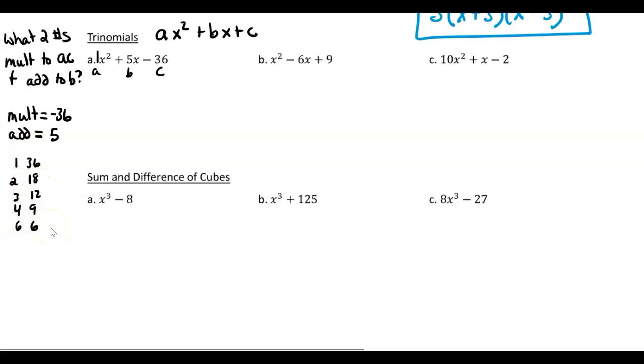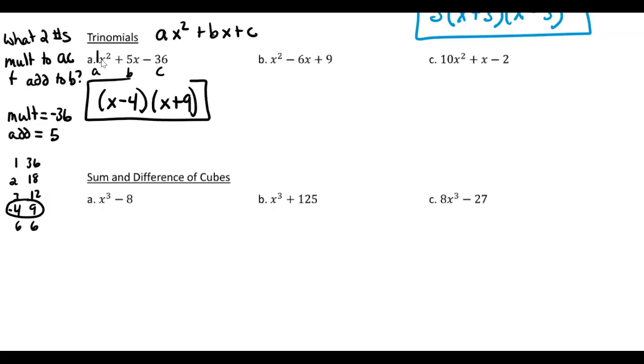So I know it's going to be something with 4 and 9. And since I want it to add to a positive 5, it's going to have to be a negative 4, because negative 4 plus 9 is 5. And negative 4 times 9 is negative 36. Okay, when it is just x squared, you can just go straight to your answer. You can write x minus 4 because of the negative 4, and x plus 9 because of the 9. It's positive, that's why we did plus.